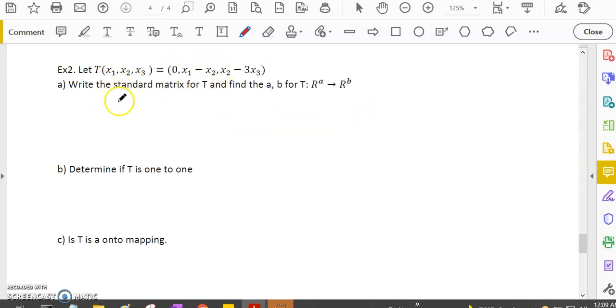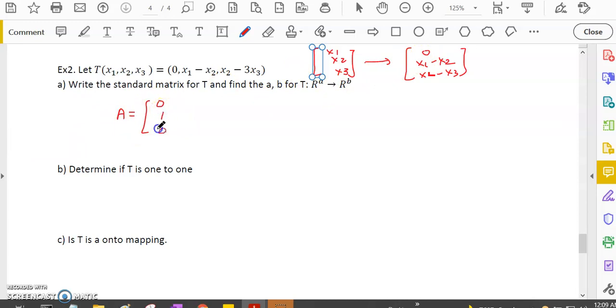The second one, we have this. So write the standard matrix. Write it out as x1, x2, x3 maps into 0, x1 minus x2, x2 minus x3. So A would equal: where are all the x1? The first one doesn't have it, the second has a 1, the third doesn't have x1. For x2, the first has none, the second has a negative 1 x2, and the last one has a 1 x2. For x3, nothing, nothing, and then negative 1. So that is our standard matrix, right?